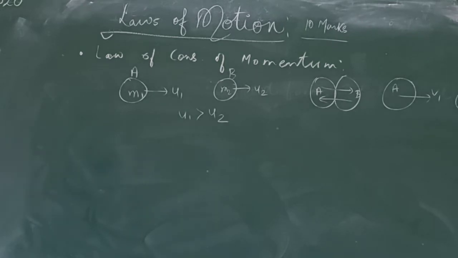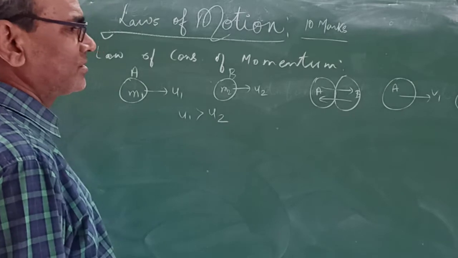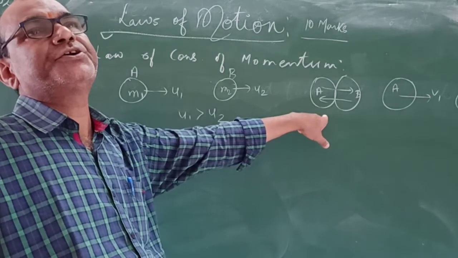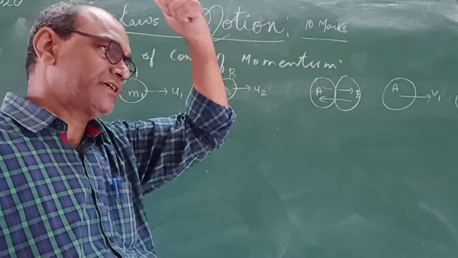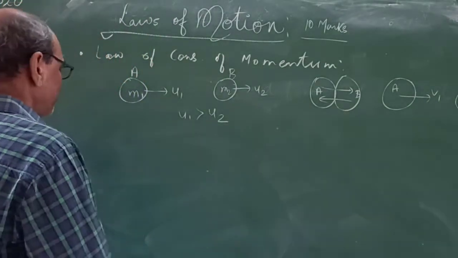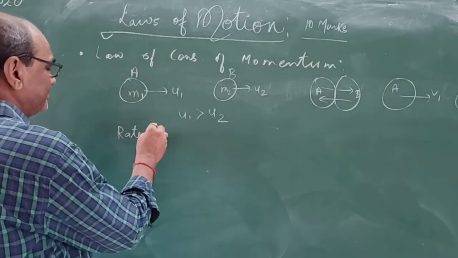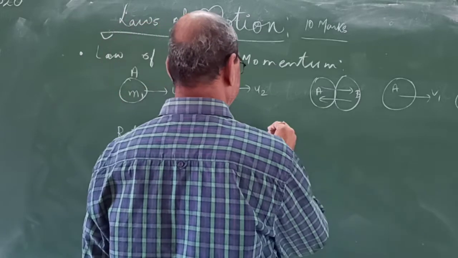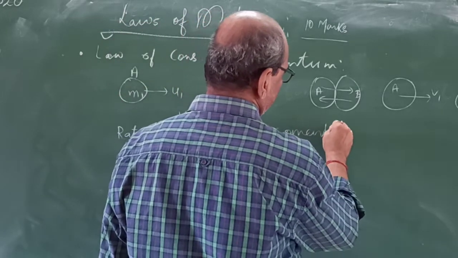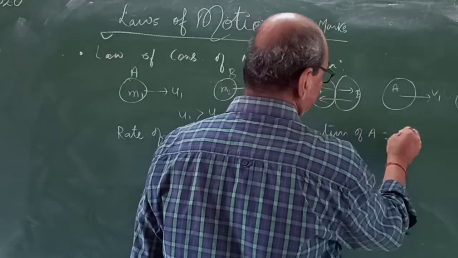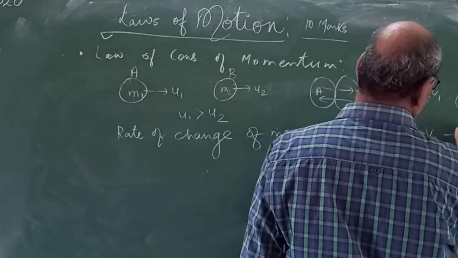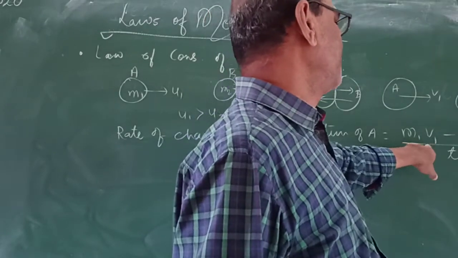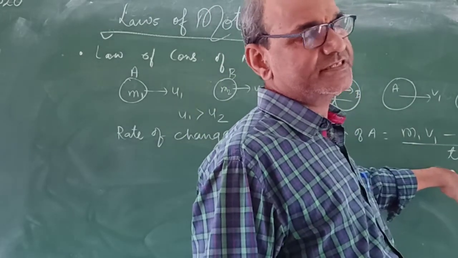Therefore, we can say this collision takes place for a small duration of time, delta t, or t. Therefore, the rate of change of momentum of A is equal to how much? m1 v1 minus m1 u1, divided by t. The change in momentum is m1 v1 minus m1 u1, and the rate of change of momentum means divided by t.